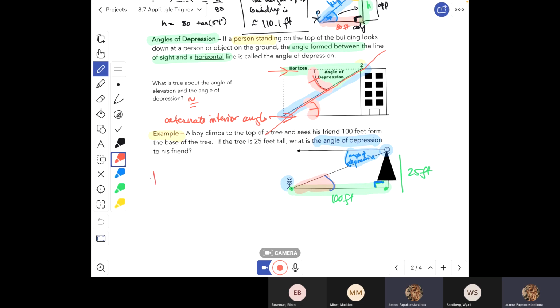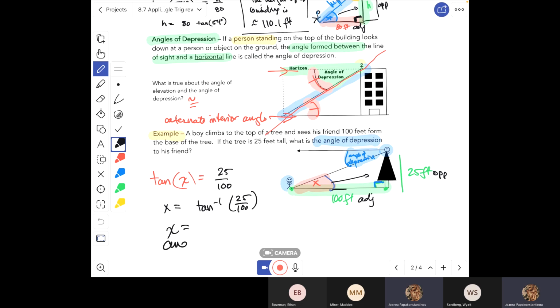Okay, so let's go ahead and set up the tangent trigonometric ratio and then use the inverse of it to find the measure of the angle. So I would say the tan of x, which I don't know, this is x, equals, tan is the ratio of what to what? Okay, 25 over 100. Opposite over adjacent. So here's my angle. There's the opposite. This is the adjacent. So then I have x equals the inverse of tan of 25 over 100. So what is the angle measure, the angle of depression? 14 degrees. Yes. Can we get that?